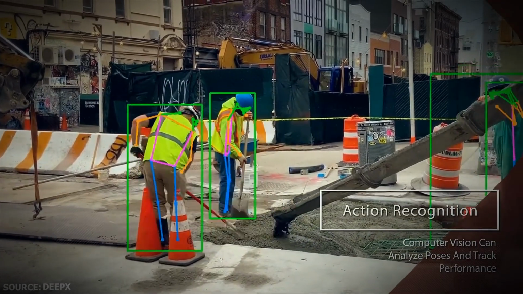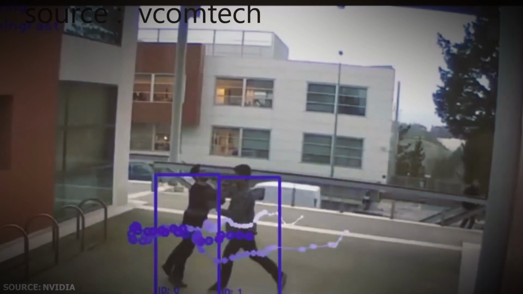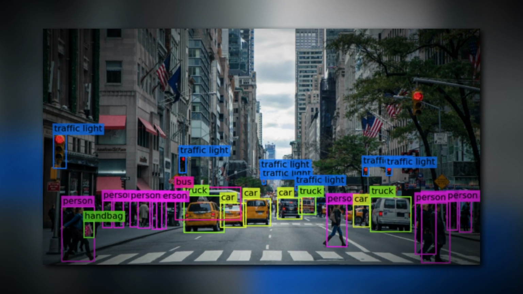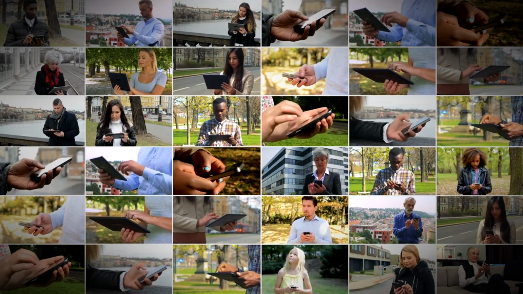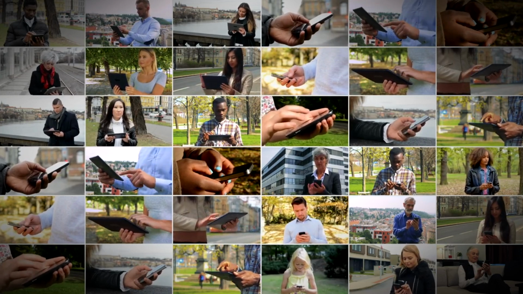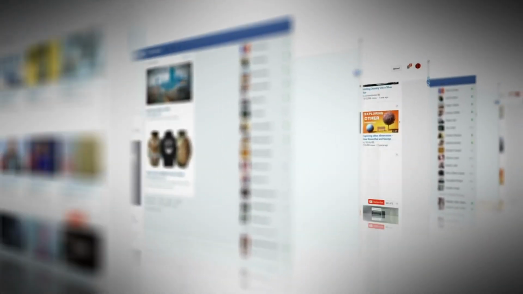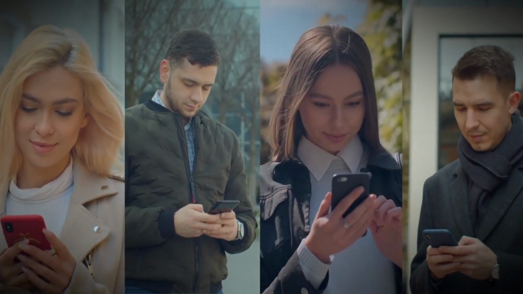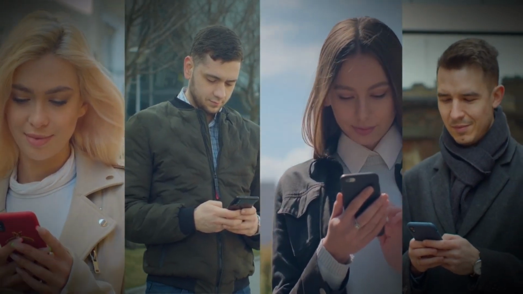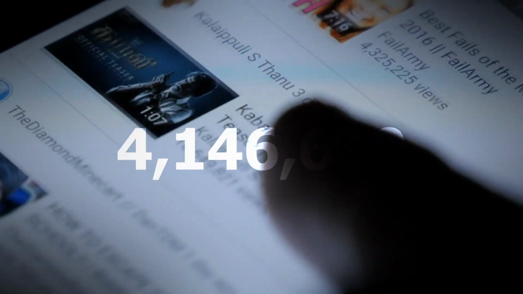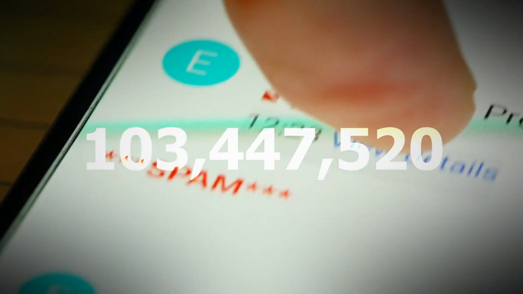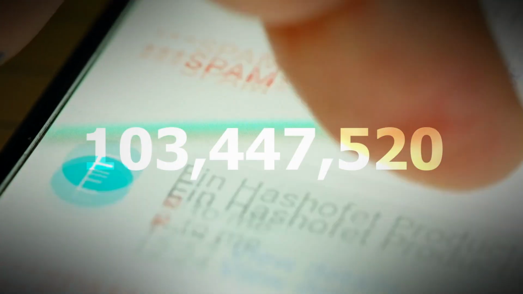You must be wondering that, okay, computer vision is used for image processing tasks, but why is it so important that it is among highly demanded professions nowadays? Look, the sheer magnitude of visual content shared online is staggering. Over 1.8 billion images are uploaded daily, and that's only counting the uploaded ones. If you factor in the images stored on mobile phones, the numbers would have been even more astounding. On top of that, we watch over 4,146,600 YouTube videos and send out 103,447,520 spam emails every single day.